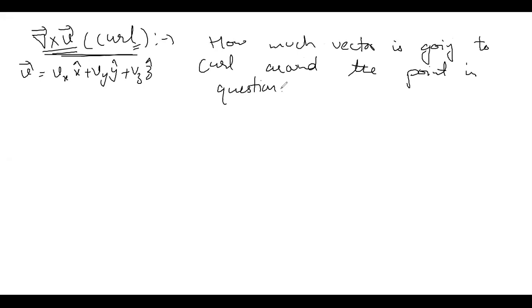That information is given by del cross V. Now, how do you intuitively tell if the curl is zero or non-zero of a vector quantity? Let's go back to the previous examples here.